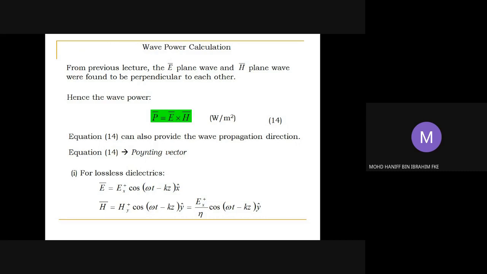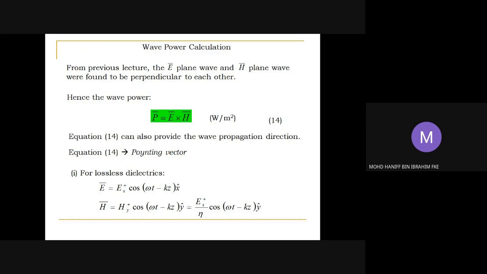It's very important for us to calculate the wave power, because it might be important for us to know whether the system that we design fulfills the requirement that we have set earlier in our system design. So that's the importance of knowing the wave power for our transmitted wave.